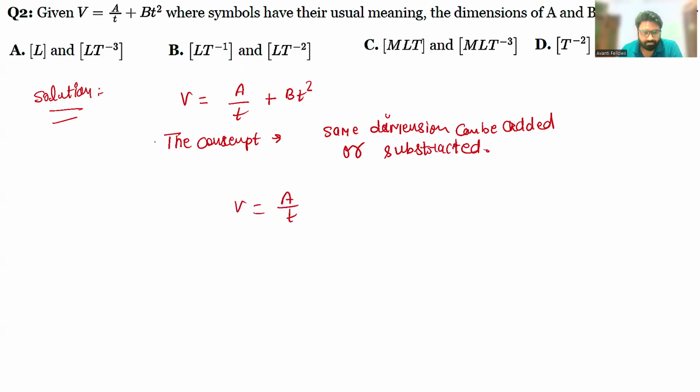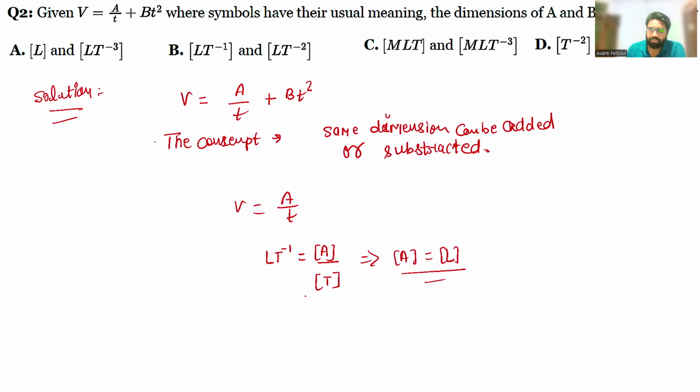Velocity here is given by a by t. We know the dimension of velocity is LT raised to the power minus 1. We don't know the dimension of A, so we will write it as this. And the dimension of time is capital T. Now, if you see from here, the dimension of A is coming out as L.